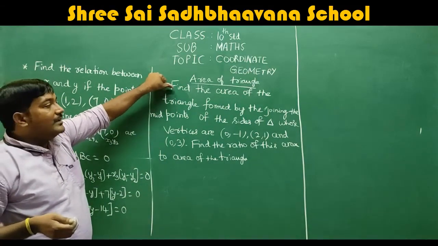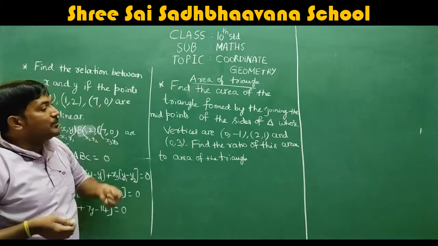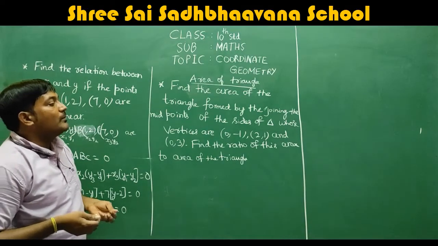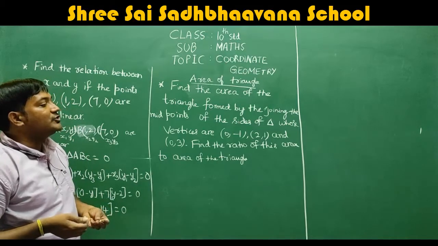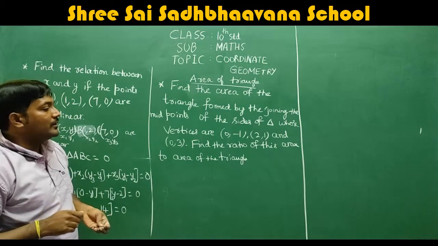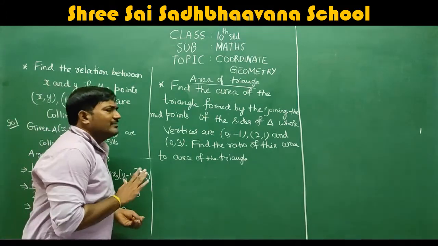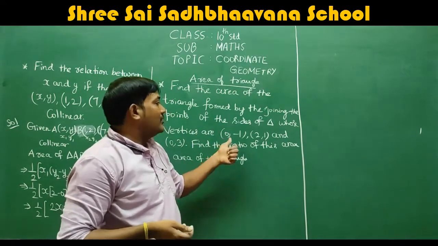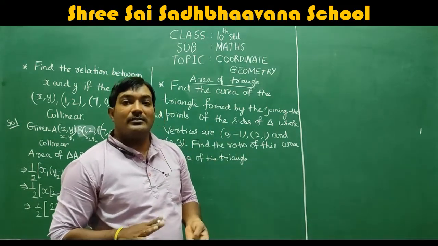Find the area of the triangle formed by joining the midpoints of the sides of the triangle whose vertices are (0, -1), (2, 1) and (0, 3). Find the ratio of this area to the area of the given triangle. So this sum, if you see, has 4 or 5 lines. The sum looks bigger, but the solution is simpler.